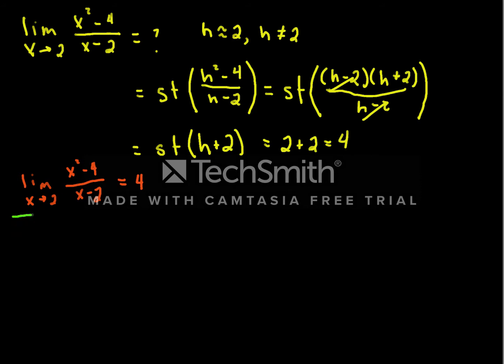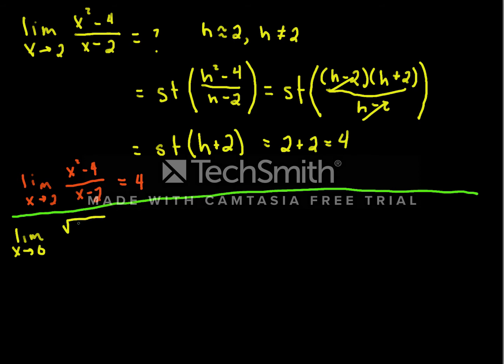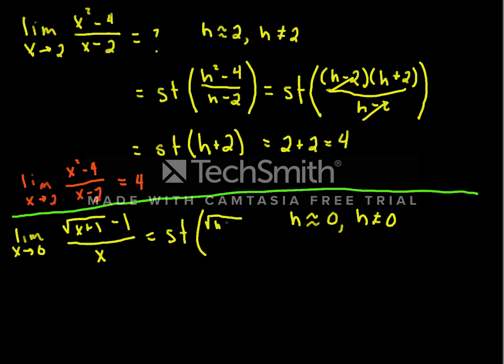So we will mark this off and look at the limit as x approaches 0 of, say, the square root of x plus 1 minus 1, all divided by x. So if I want to compute this limit, what is it equal to? Well, over here, I'm going to let h be infinitely close to 0, but not equal to 0. So it's an infinitesimal. And this limit would be the standard part, provided it exists, of the square root of h plus 1 minus 1 all over h.